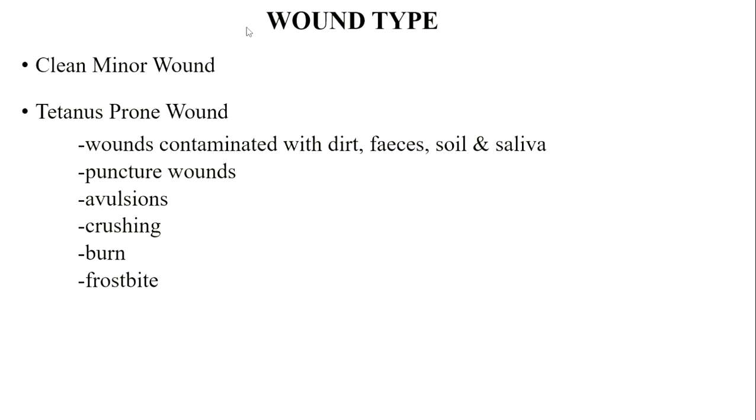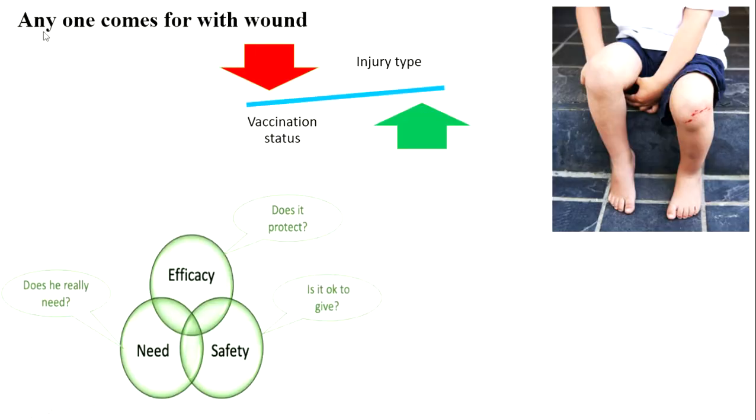So for tetanus disease, wounds are categorized into 2 categories. One is a clean minor wound and the second is a tetanus prone wound, which includes wounds contaminated with dirt, feces, soil and saliva, puncture wounds like nail injury, avulsion, crushing, burn or frostbite injury. So if any patient comes with an injury or wound, how will you approach that patient? You should consider 2 points. First is the type of injury, as I explained, clean minor or tetanus prone injury. And second, you should ask about the vaccination status of the patient, whether he is completely vaccinated, partially vaccinated or unvaccinated.